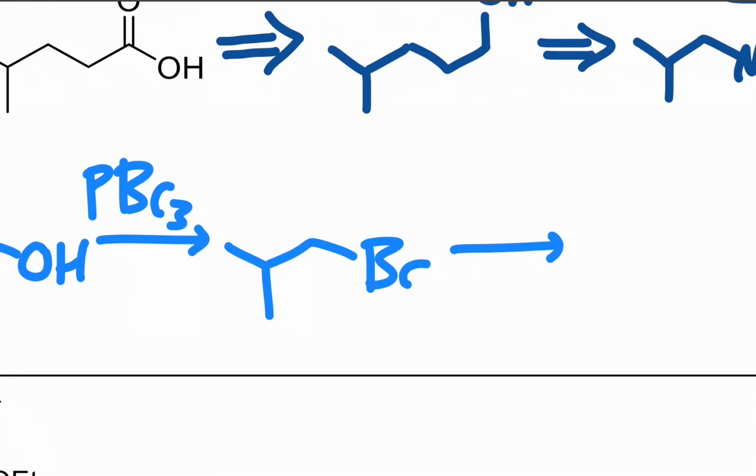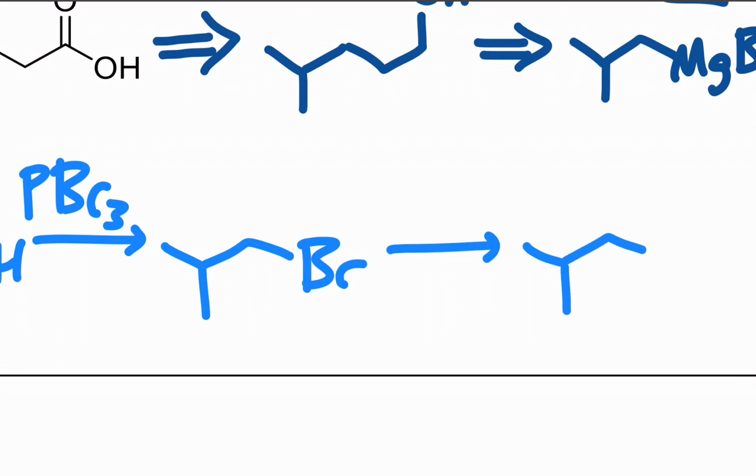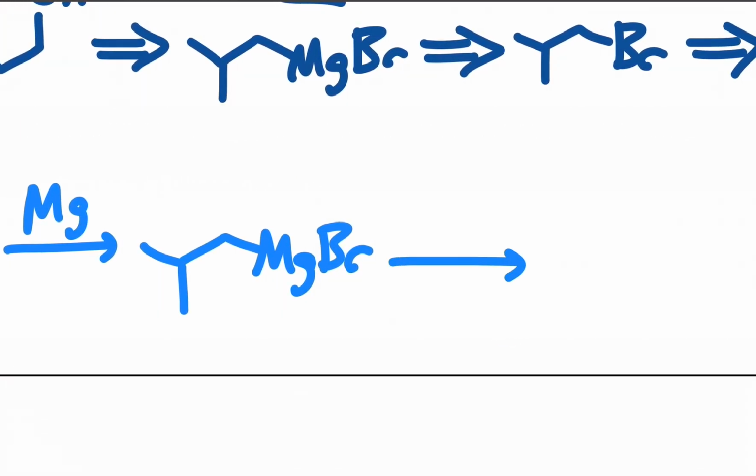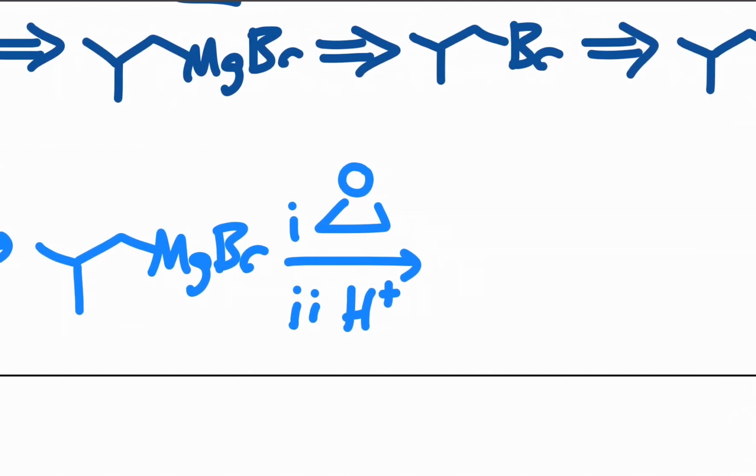To make the Grignard, we turn the bromide into the organometallic. That's just magnesium metal. And then to react the Grignard with an epoxide, maybe this is the hard one to see. Grignards almost always require some type of acidic workup.